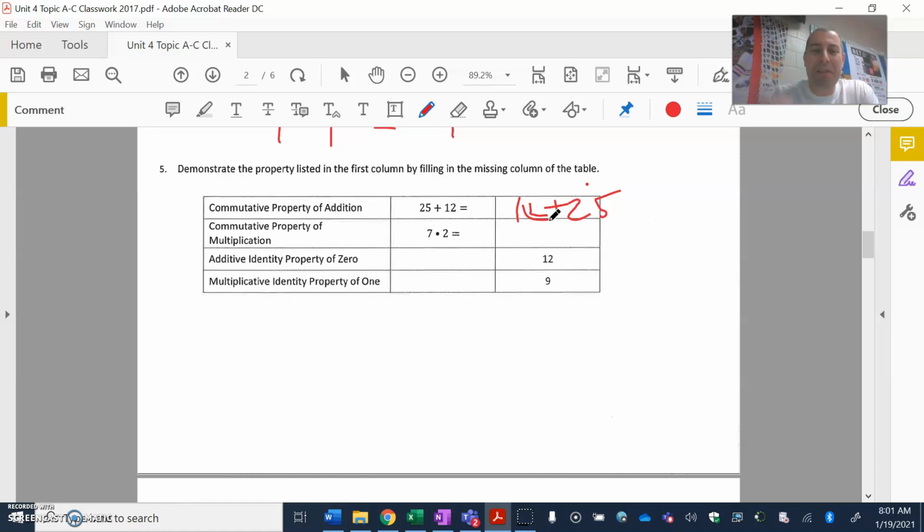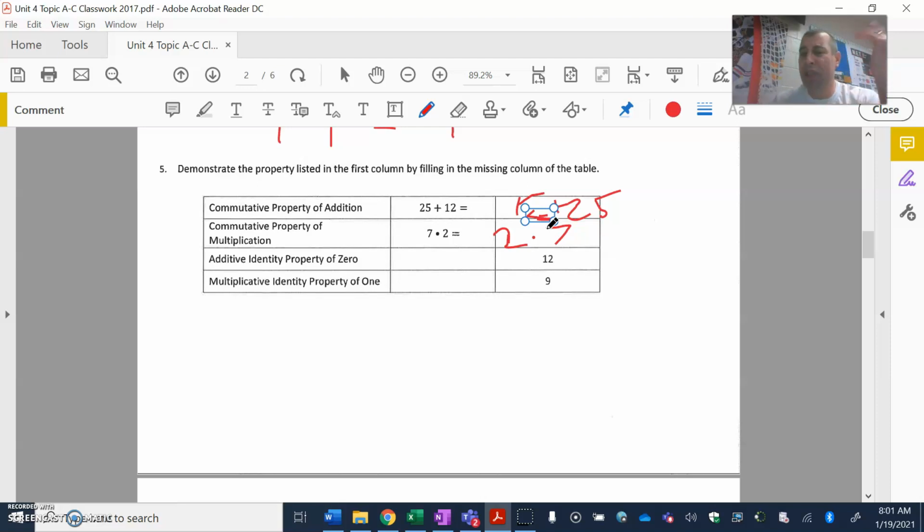Okay. So if we look at commutative property of multiplication, remember, commutative means that we're just going to flip it around. So I've given up on the 12. We're going to take that 2 this time and we're going to times it by a 7. So again, flipping the order around. Additive identity property 0.